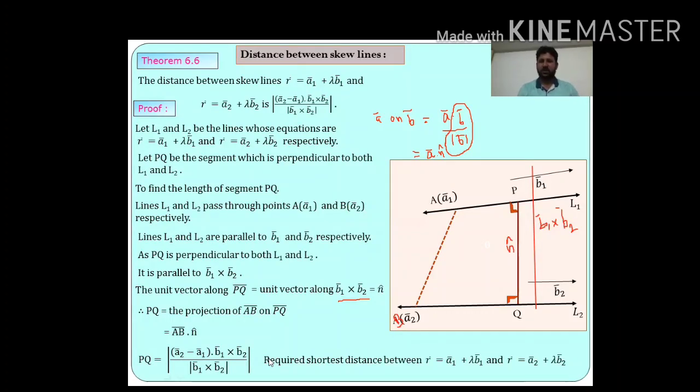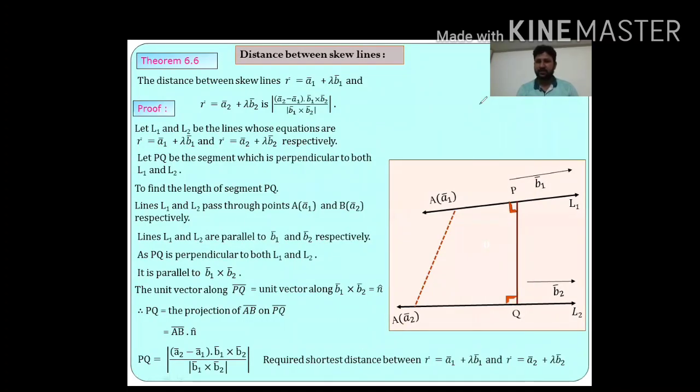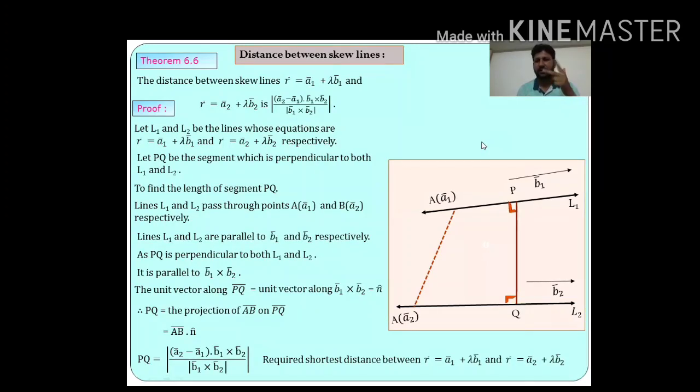Conclusion here: the required shortest distance formula for skew lines. In this video, you have seen the derivation related to the distance between skew lines. In the next video, you will see numericals based on skew lines to determine the shortest distance between two lines.